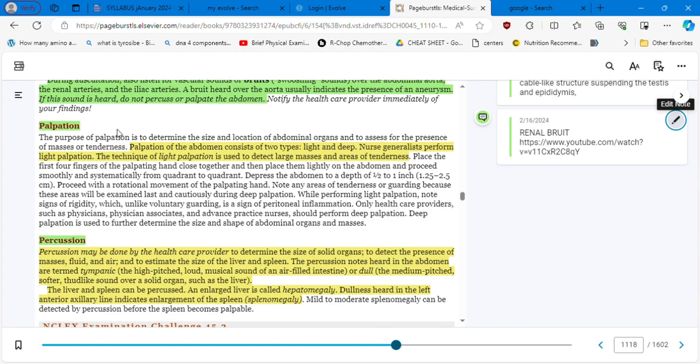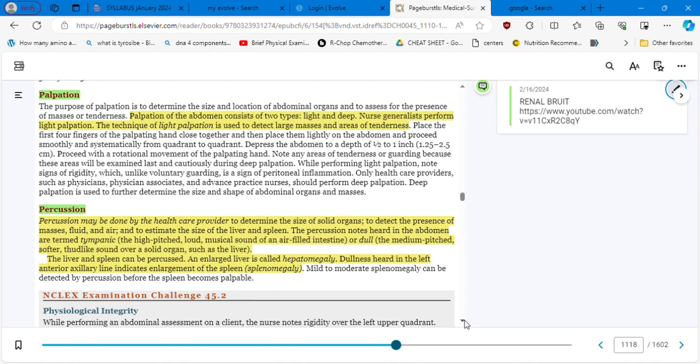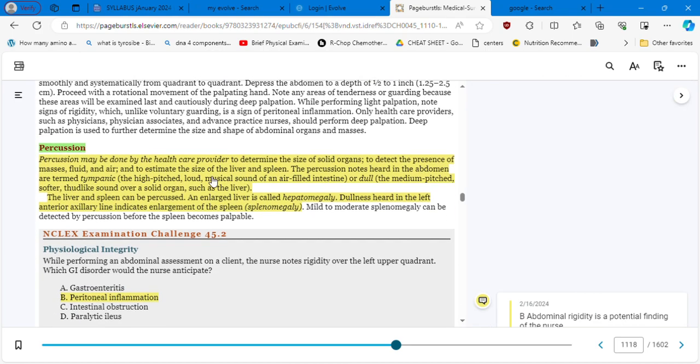Okay, palpation of the abdomen consists of two types, light and deep. Nurse generalists perform light palpation. The technique of light palpation is used to detect large masses and areas of tenderness. So you leave the deep palpation for the healthcare provider or their practitioners.